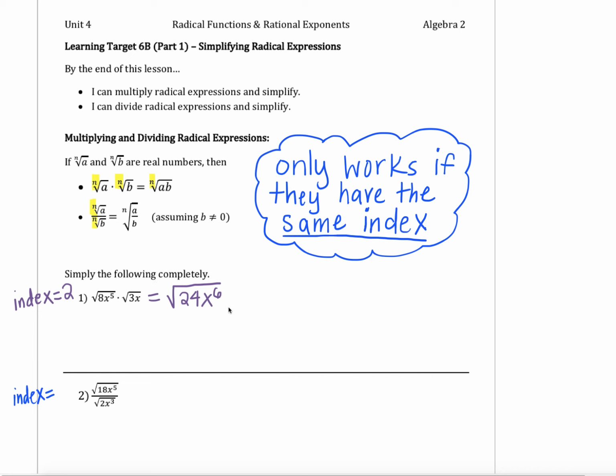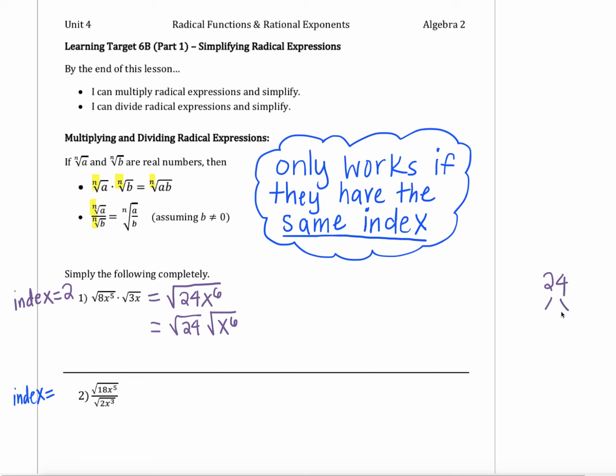This now looks similar to a problem that we would have seen in learning target 6a. In this case, we can continue to simplify here, and we can break apart our radical again and take the coefficient piece, so take the square root of 24, separate from our variable piece with the square root of x to the 6th. Now the square root of 24 is not a perfect square, but 24 does have perfect square factors inside of it. On the side here, I'm going to do a factor tree for 24.